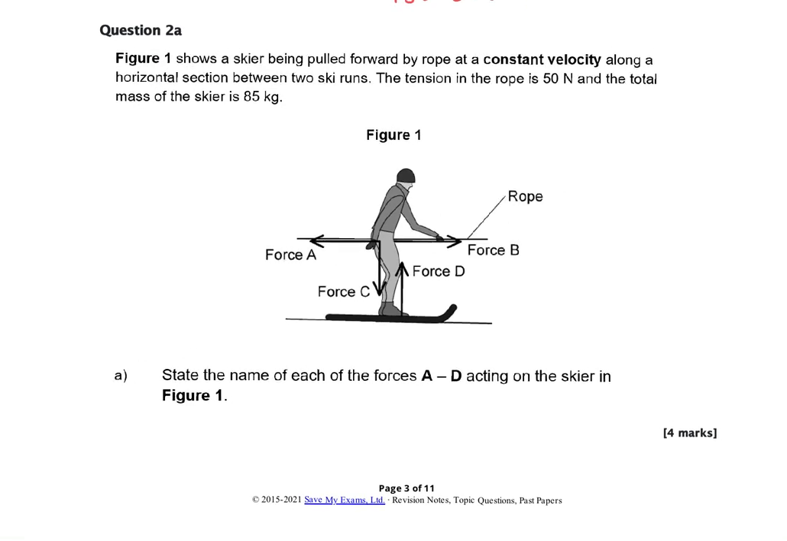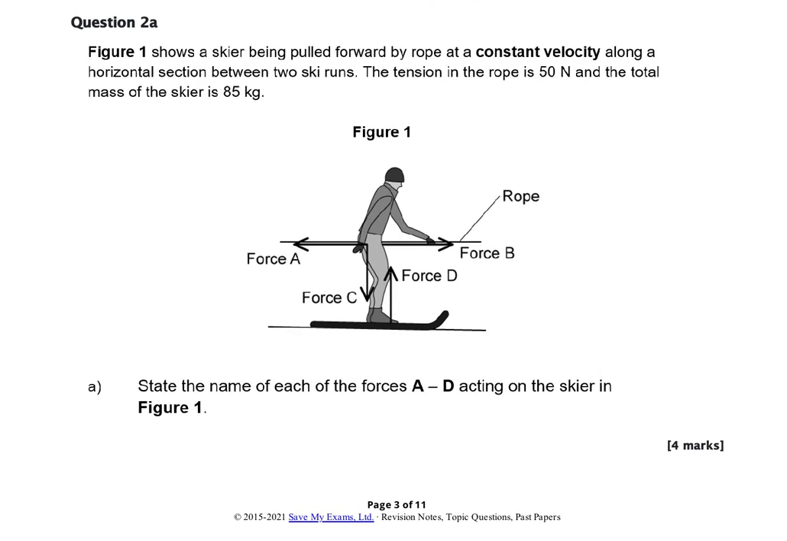Moving on to 2a, new question. We've got a figure that shows a skier being pulled forward by the rope at constant velocity along a horizontal section between two ski runs. It is in bold, but just realise there it does say constant velocity. That means zero acceleration. The tension in the rope is 50 newtons and the total mass of the skier is 85 kilograms. Name each of the forces to start with.